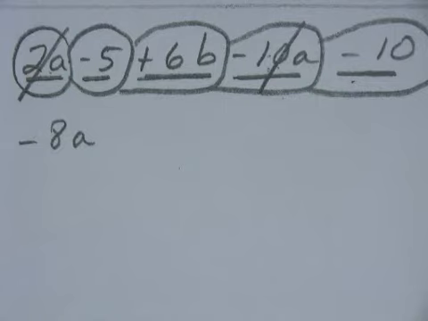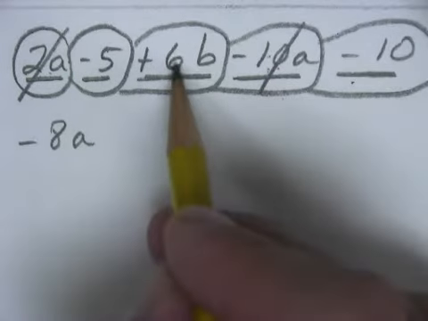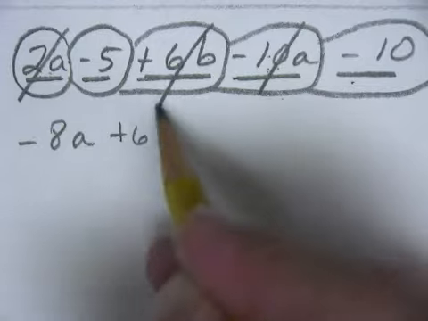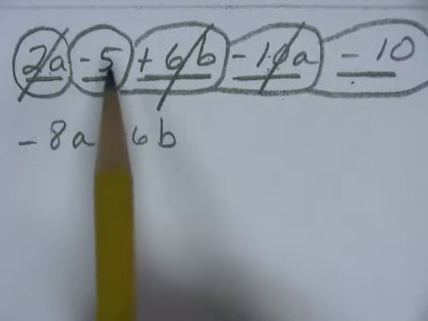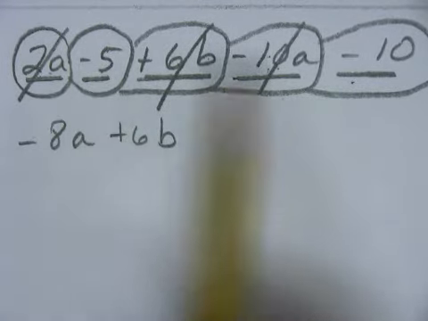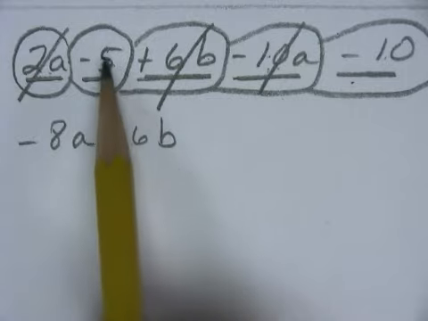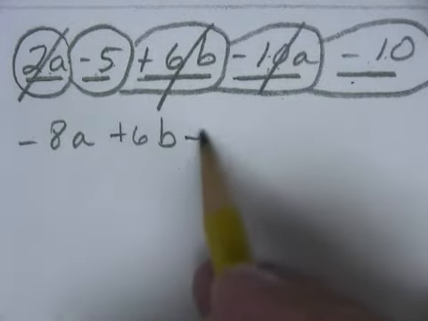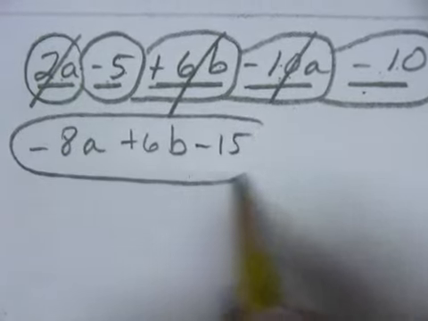Let's go to the next letter. That would be B. So 6b. There's no other b's up here, so plus 6b. That one's done. And then the last bit is to combine terms that don't have any letters on them. So that would be negative 5 and negative 10 gives me negative 15. And there it is.